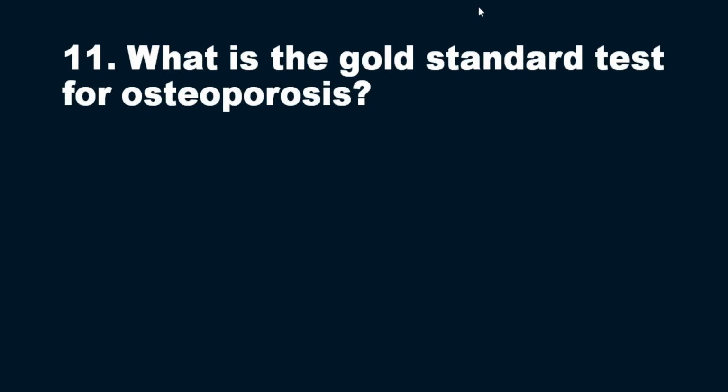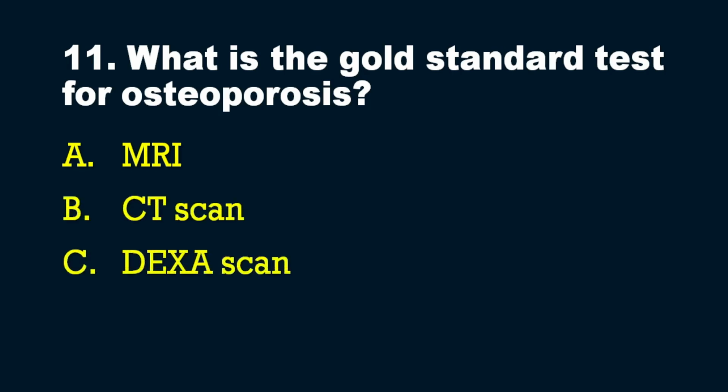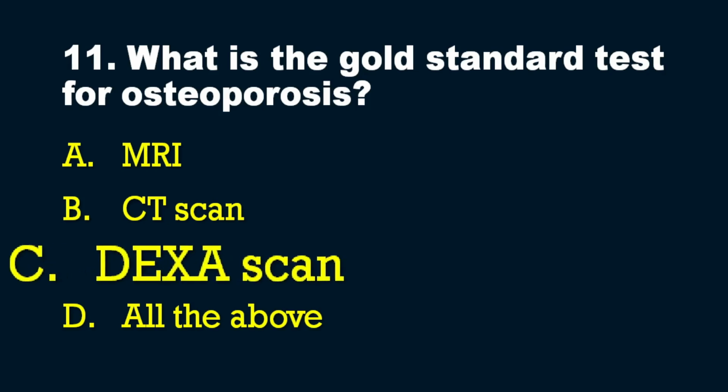What is the gold standard test for osteoporosis? What is the definitive diagnostic measure for the diagnosis of osteoporosis? The first option is MRI, the second is CT scan, the third is the DEXA scan, and the final option is all of the above: MRI, CT scan and DEXA scan. The question is the gold standard test, so you should be specific with your answer. The answer is option C, the DEXA scan.